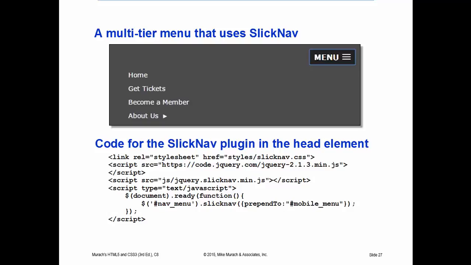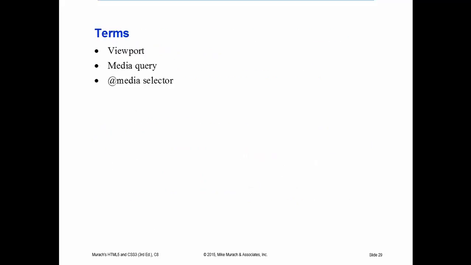You also have to include the jQuery core library, and that must be put in before the jquery.slicknav.min.js. To use this, you add a script element with jQuery code like that shown here that refers to the element that contains the unordered list for the menu. Then you use the CSS display property to hide and display the mobile menu depending on the size of the screen. Okay?